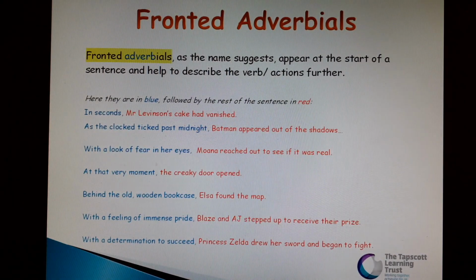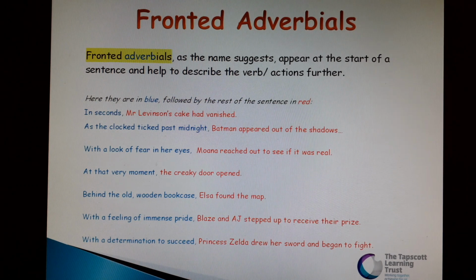Fronted adverbials. Goodness, now we're really stepping up. There's a bit of a clue in the word there, because fronted tells us a bit more about where it's going to be located. And you can see we used different colours, so the word adverb, the root word, is sticking out there. Fronted adverbials, as the name suggests, appear at the start of a sentence and help to describe the verb or actions further. Here they are in blue, followed by the rest of the sentence in red.